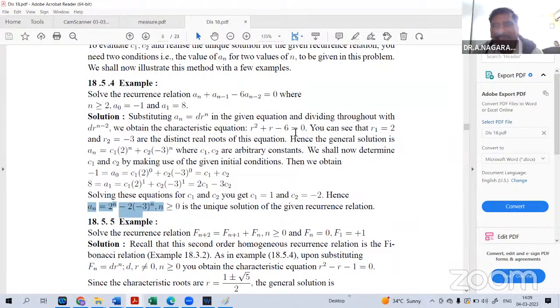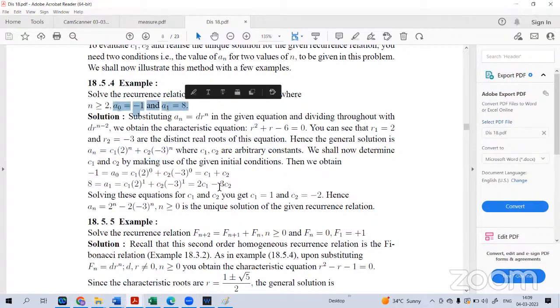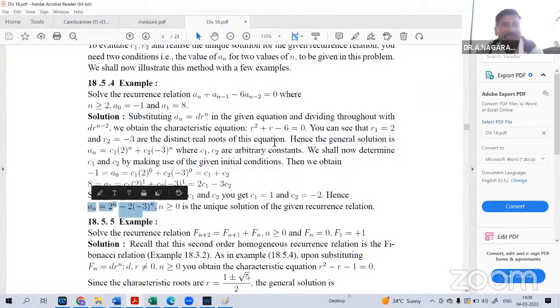Sir, where is the characteristic equation? This is the characteristic equation: r square plus r minus 6. Why? Because here a_n clearly depends on 2 terms, a_(n-1) and a_(n-2). So r square plus r minus 6. After finding the solution, he gave the initial conditions: a_0 equal to minus 1 and a_1 equal to 8. So solve and substitute. This is one recurrence relation with a unique solution.